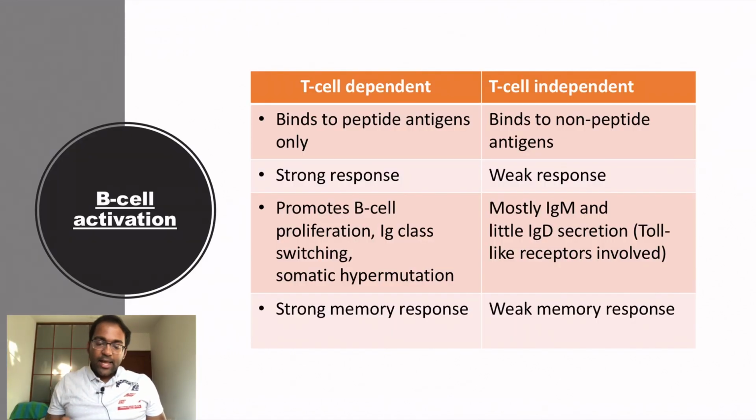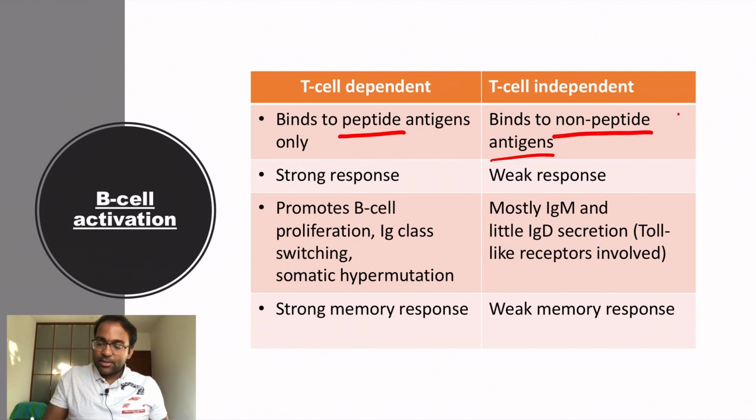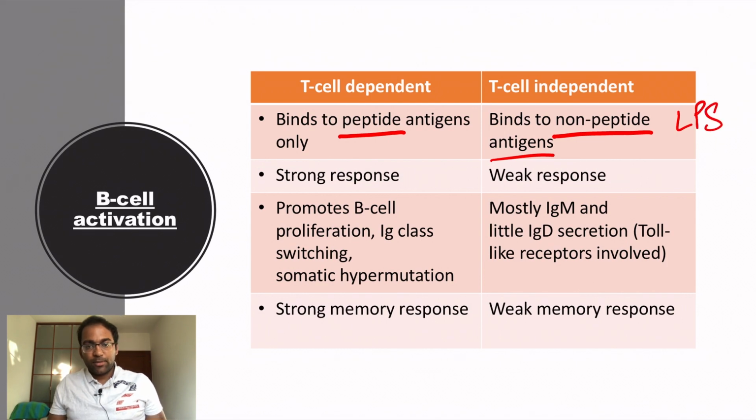Now, B cell activation. There could be two types of activation of the B cell. It could be T cell dependent or T cell independent. T cell dependent binds peptide antigens. I already mentioned that if you want the T cell to recognize the antigen, it has to be a peptide antigen. Whereas T cell independent binds non-peptide antigen. The non-peptide antigen could be an LPS, a lipopolysaccharide. That's non-peptide. It's not a peptide antigen. Belonging to which bacteria? Gram-negative bacteria.